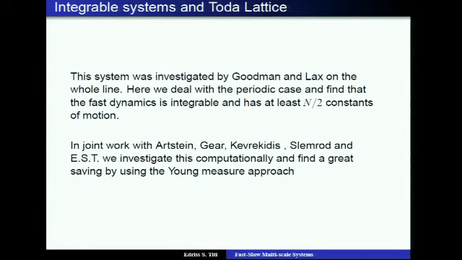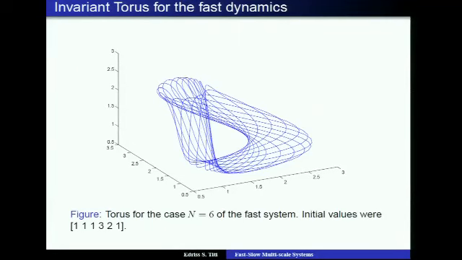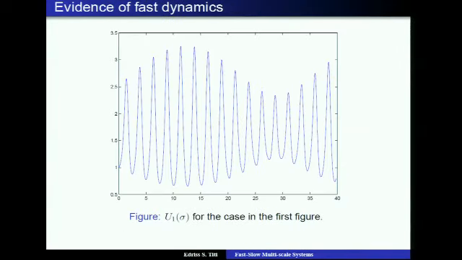So together with Belgier, Arstein, Kevrekidis and Slimrod, we use this Young measure approach in order to compute these constants of motion. So this is a torus, just to show you. We took n equals 6. So this is for the fast dynamics. You can see you have an invariant torus. This is for the fast dynamics, and you know that the dynamics are going around, so they are chaotic. Now this is the first component of the solution.